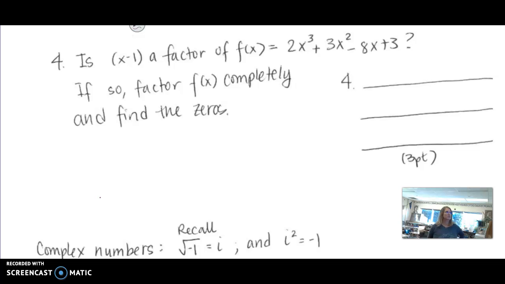Hey there, buddy. We are continuing on in this video with the 2-2 through 2-5 practice. So row number 4: is x minus 1 a factor of f of x?